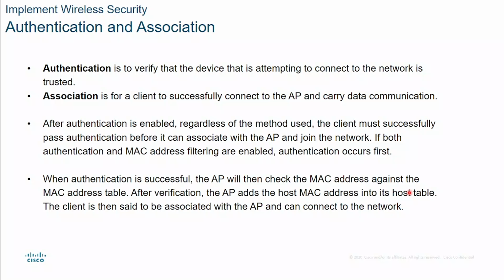So if both authentication and MAC address filtering are enabled, authentication occurs first. Then what next? MAC address filtering. When authentication is successful, the access point will check the MAC addresses against the MAC address table. The MAC address of the system trying to connect, it will check if it's on the MAC address table. After that verification, the access point adds that particular host MAC address to its host table. The client is then said to be associated with the access point and can connect to the network.